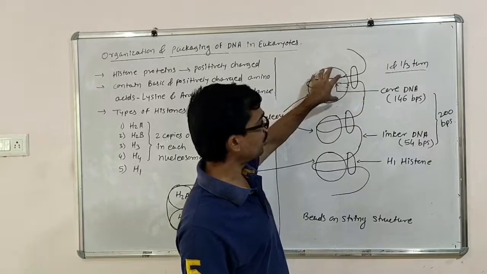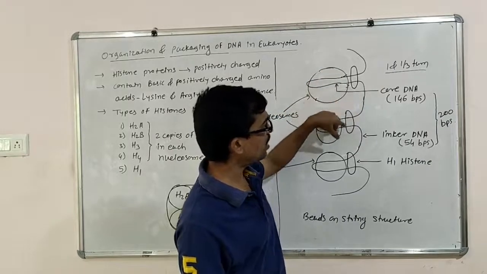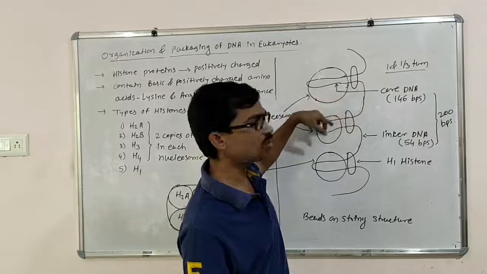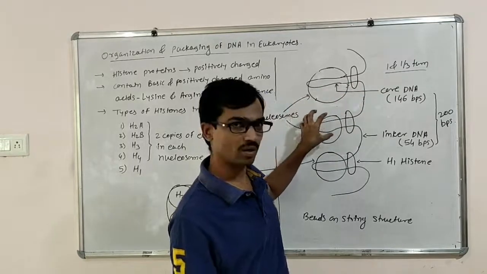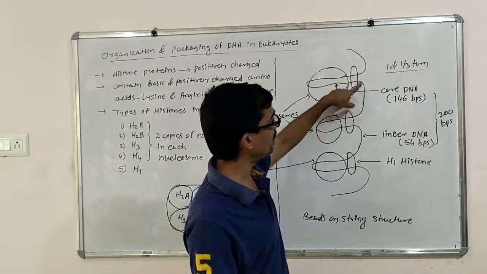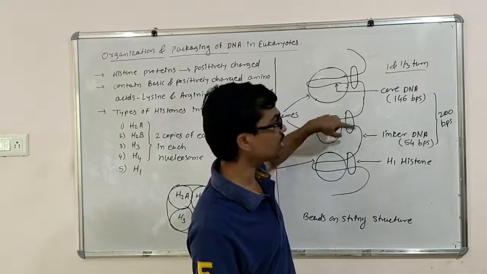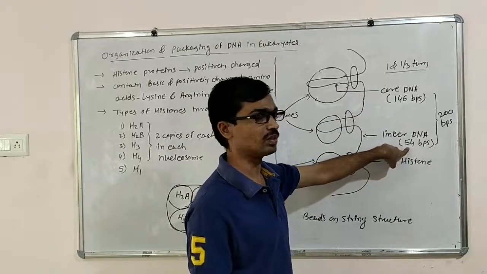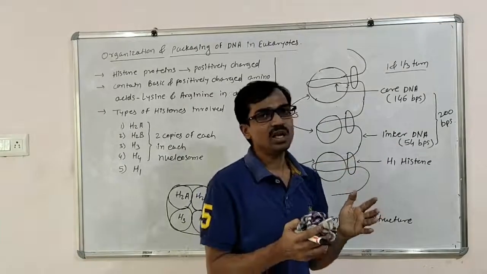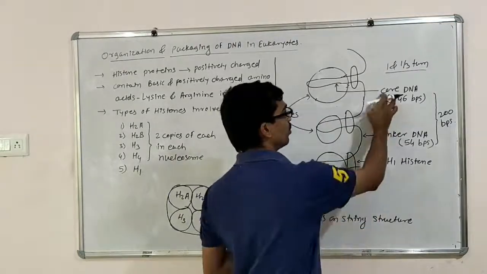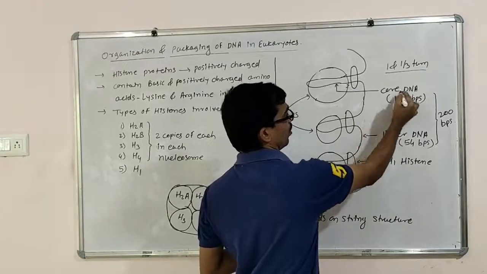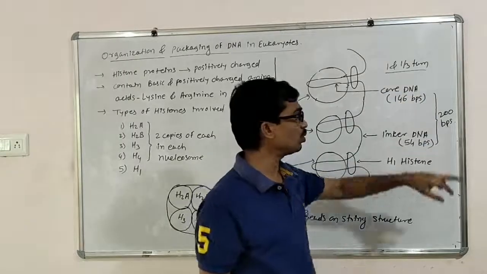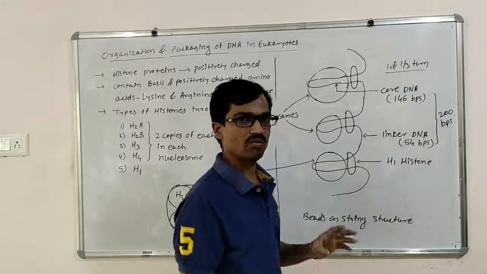When DNA enters from one histone core or nucleosome to another nucleosome, the DNA in between is not associated with the core histone, and that is why this DNA which links the two nucleosomes with each other is called linker DNA, whose length is 54 base pairs. So when we consider the length of the DNA in a single nucleosome, we consider both these DNA molecules, the core DNA and the linker DNA. That is why we say that in a single nucleosome there are 200 base pairs of DNA.